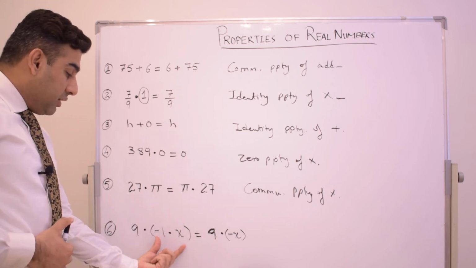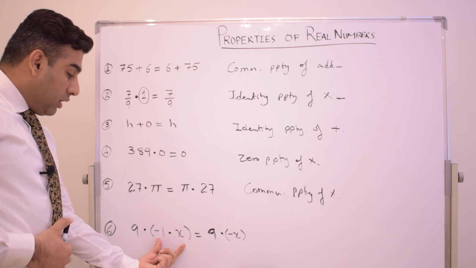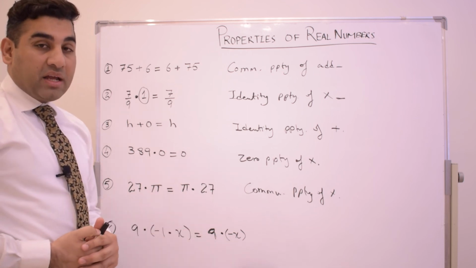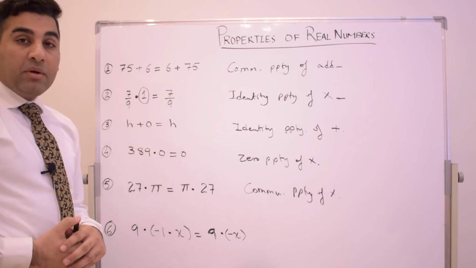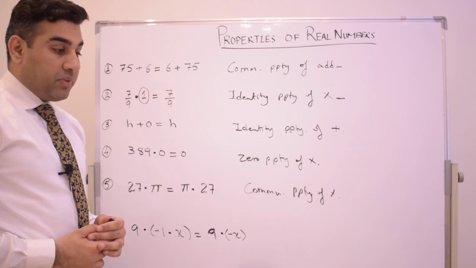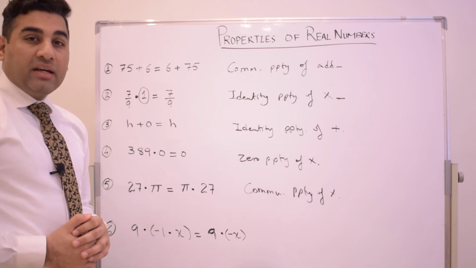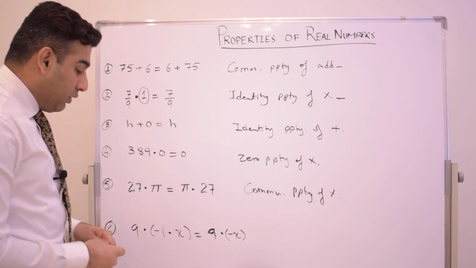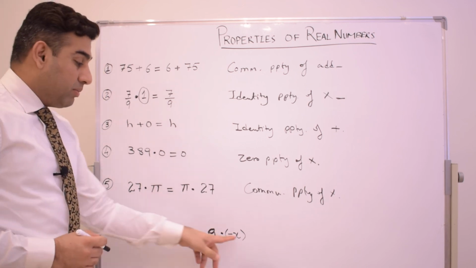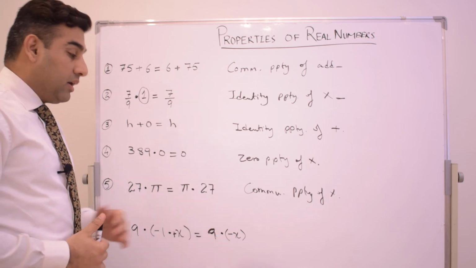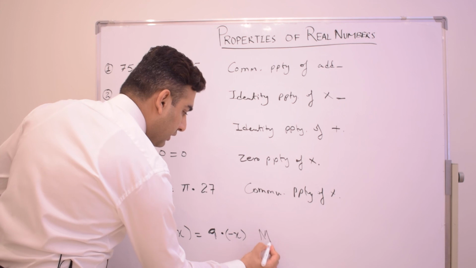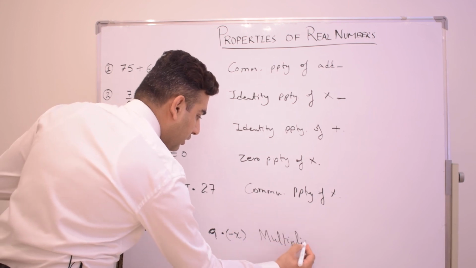Now guys, part number 6, 9 times minus 1 times x equals 9 times minus x. So guys, you can see here the parenthesis, this grouping symbol, whatever is written inside, they simplified it and it gives us the answer 9 times minus x. So guys, this is called the multiplicative property of minus 1. If you multiply any real number with minus 1, its sign will change. You can see the x over here, if I write it, is positive. So when you multiply it with minus 1, your x will become negative. So this is called the multiplicative property of the number minus 1.